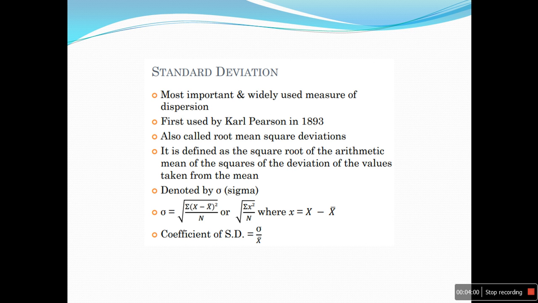Standard deviation, the most important and widely used measure of dispersion. Also called root mean square deviation. It is defined as the square root of the arithmetic mean of the squares of the deviations of the values taken from the mean, denoted by sigma. Sigma is equal to under root summation x minus x bar whole square over n, or summation x square over n, where x is equal to x minus x bar. Coefficient of standard deviation is equal to sigma over x bar.